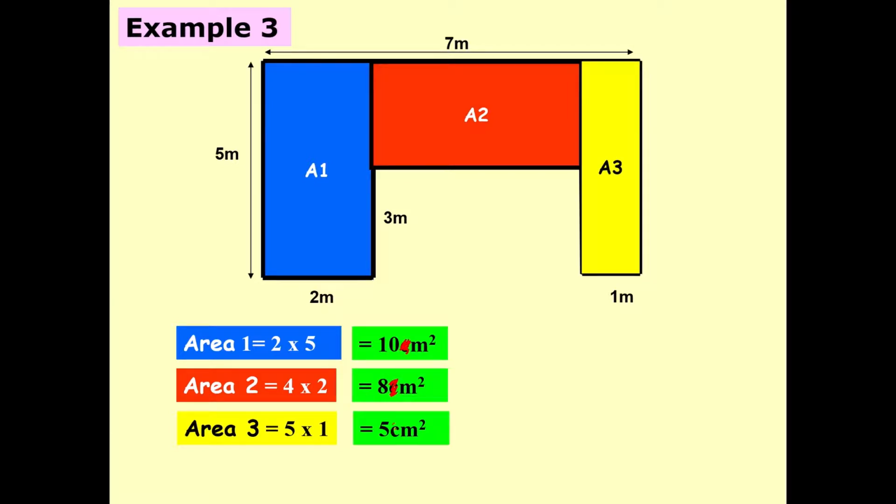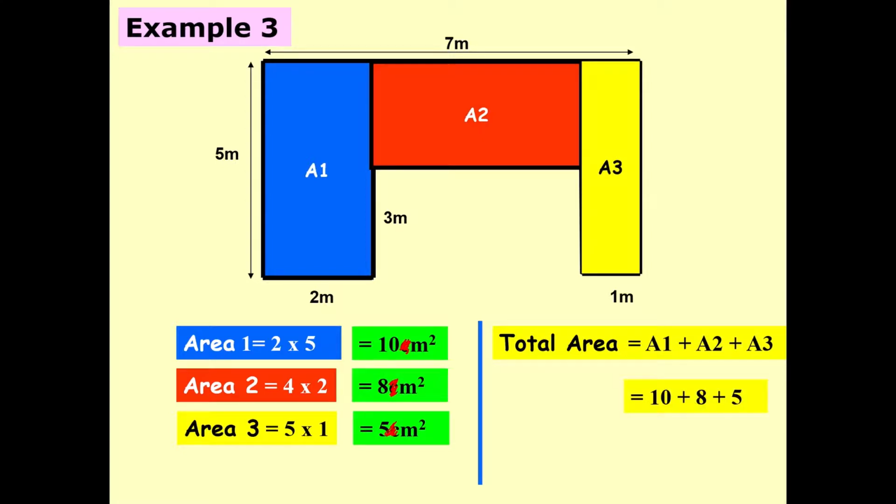And once we've got that, we're then going to add them all together: area 1, area 2, area 3, because we need to know the total area. We're going to add them all together to give us 23 square metres.